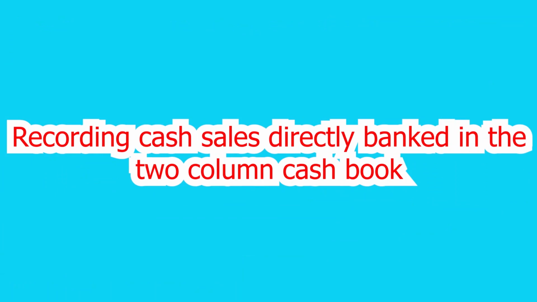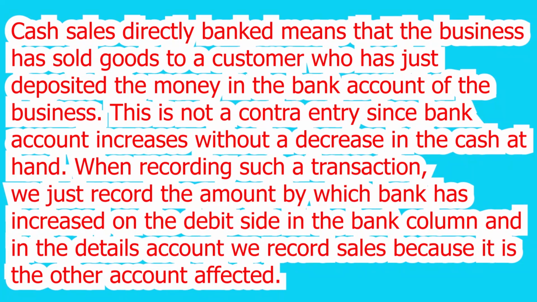Then let us look at recording cash sales directly banked in the 2-column cash book. Cash sales directly banked means that the business has sold goods to a customer who has just deposited the money in the bank account of the business. This is not a contra entry, since the bank account increases without a reduction in the cash at hand. When recording such a transaction, we just record the amount by which bank has increased on the debit side in the bank column, and in the details column we record sales because it is the other account affected.